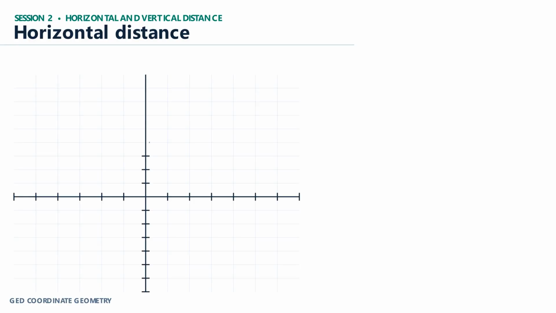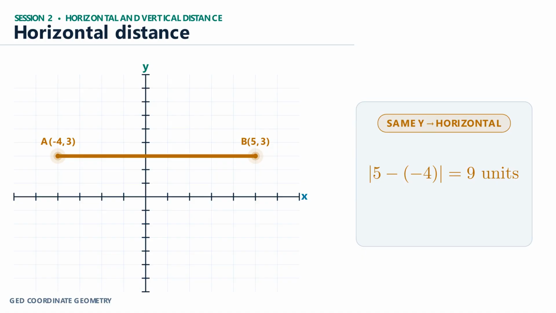Find the distance from A, -4, 3 to B, 5, 3. Both y-coordinates equal 3, so the segment is horizontal. Subtract the x values. 5 minus -4 equals 9. Absolute value confirms a distance of 9 units. On the graph, the segment crosses the y-axis, but that does not split the calculation. From -4 to 0 is 4 units, and from 0 to 5 is 5 more.